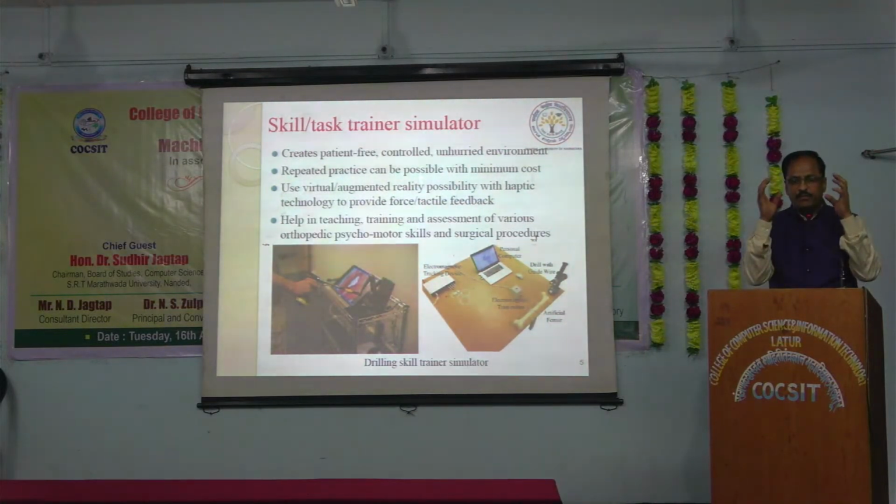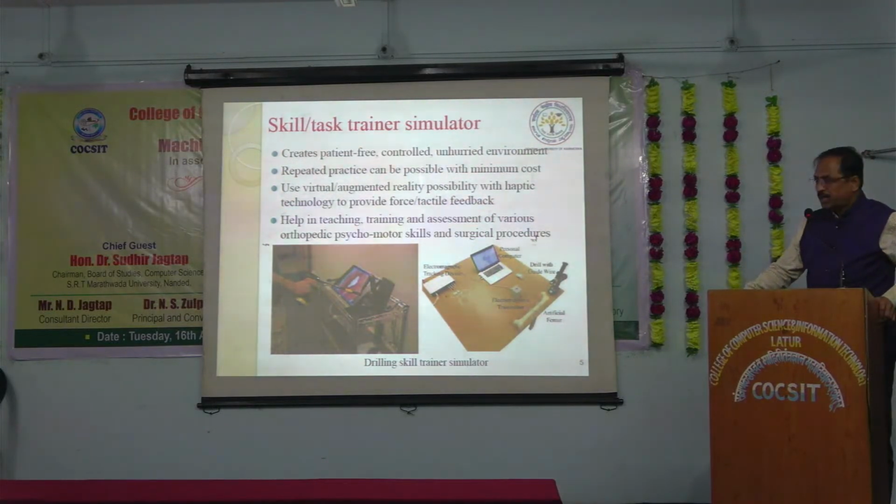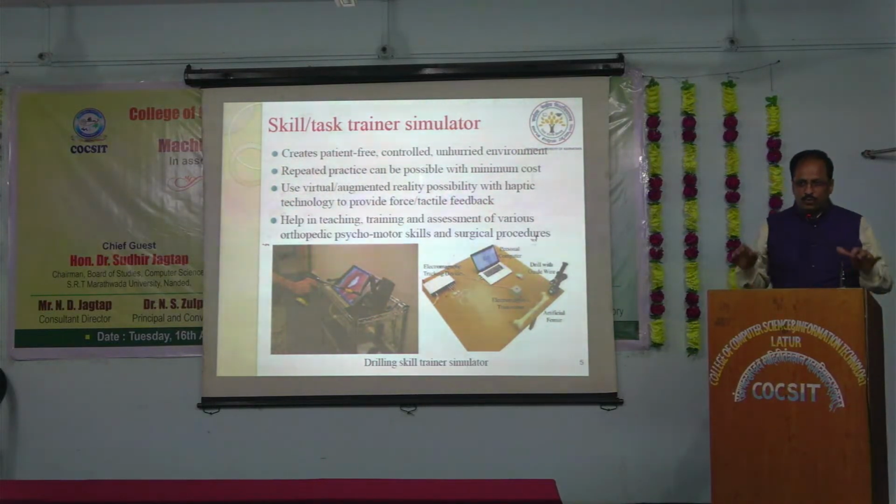You must have seen some people wearing goggles and playing games. Such kind of environment will be there. There is no live human body over there, and it's a controlled one. Controlled means if you even try to make a mistake, it will tell you that you are making a mistake. You have to correct yourself, so it will be giving feedback. Whenever the person makes an error, it will give feedback.